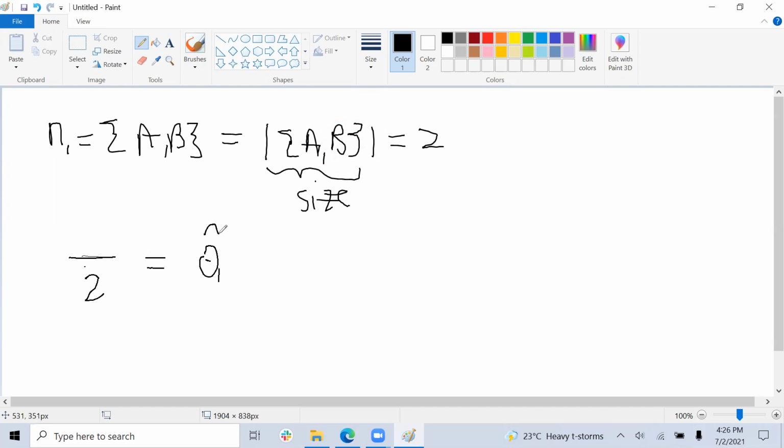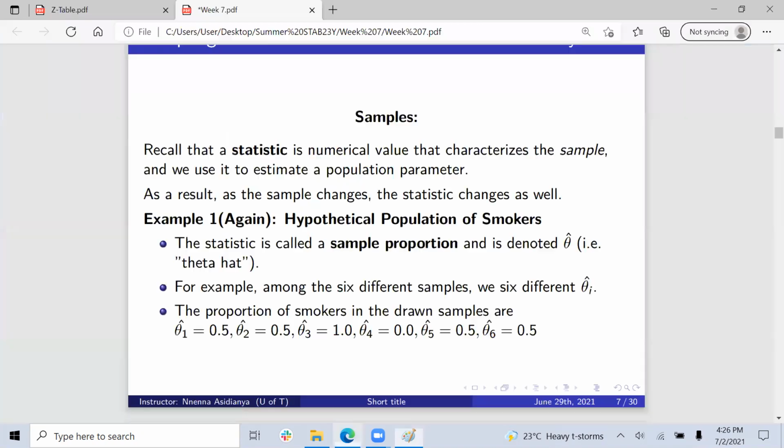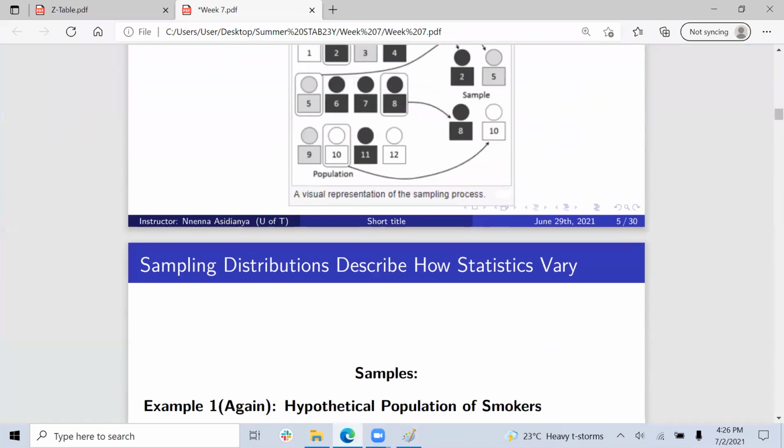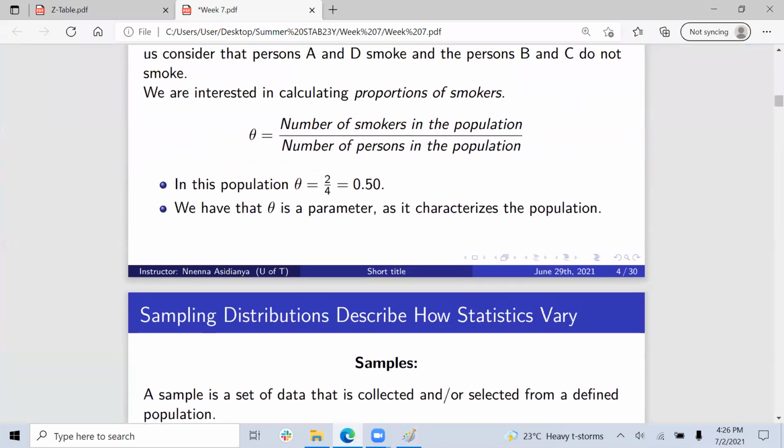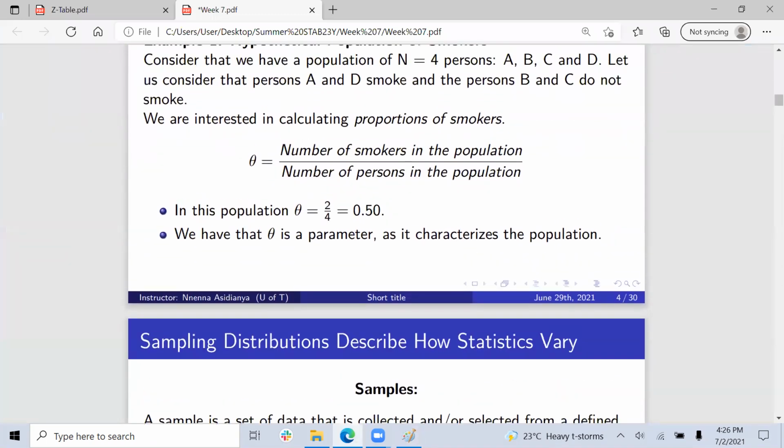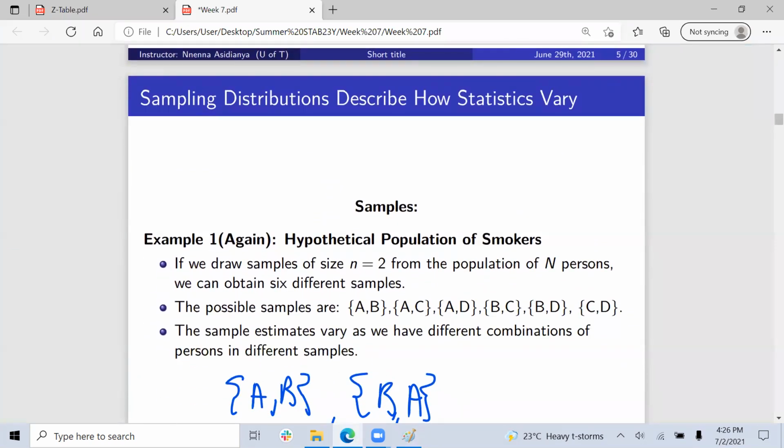Because there's 2 people. Now recall that A and D are smokers. So this means that by definition, B and C are not. So A is a smoker, B is not, so 1/2. This yields an estimate that is the same as the true value, because remember the true proportion of smokers is 1/2, right?